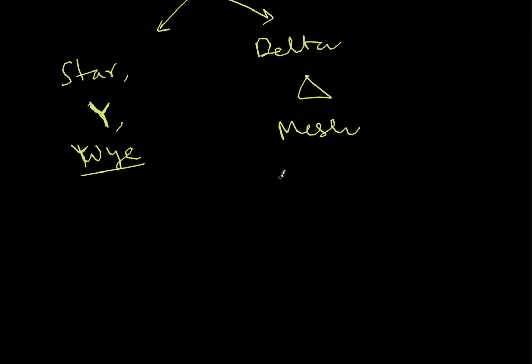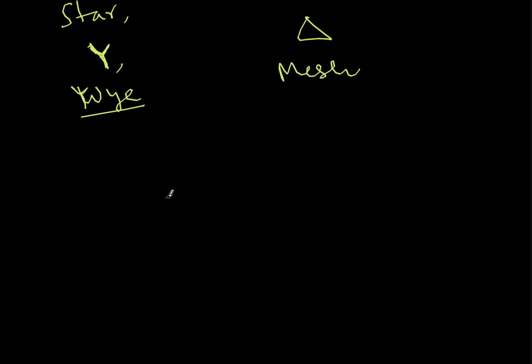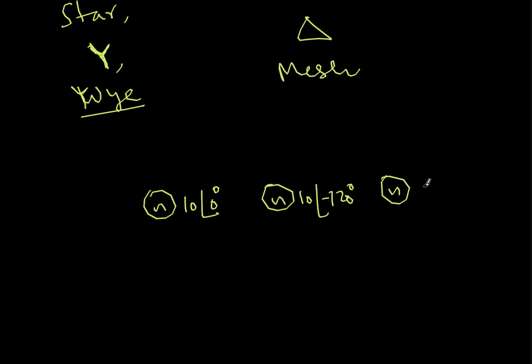What is delta connection? So if you have three voltage sources, so let's say this is voltage source 1, voltage source 2 and voltage source 3. This one is generating voltage of 10 volts at a phase angle of 0 degrees. This one is 10 volts, phase angle of minus 120 degrees. This one is generating 10 volts and phase angle of minus 240 degrees. This corresponds to minus 2 pi by 3, minus 4 pi by 3.